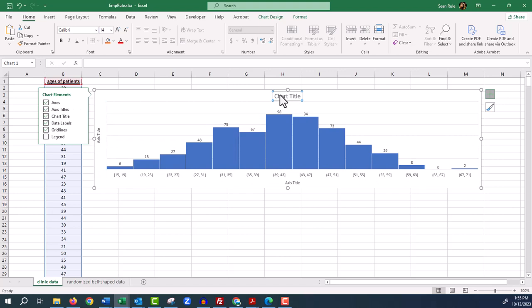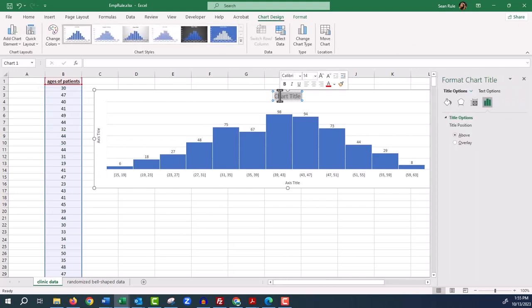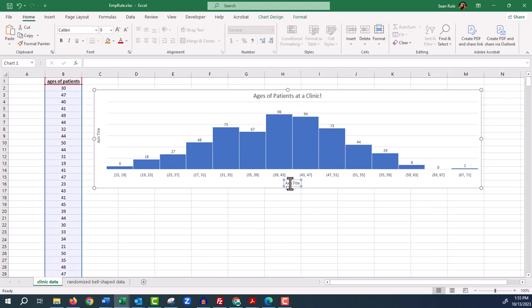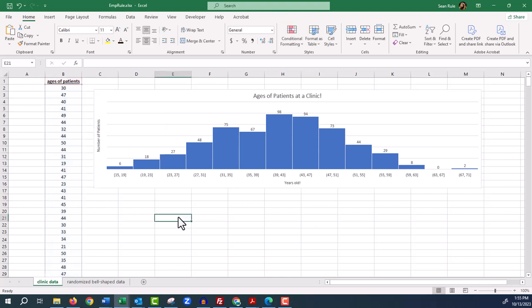So the chart title is ages of patients at a clinic. The horizontal axis is going to be years old. And the vertical axis is going to be number of patients. There we go, number of patients.